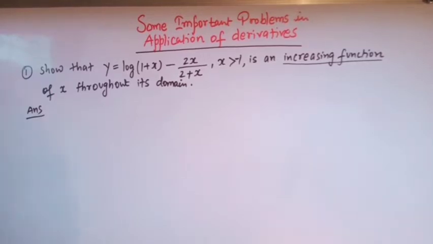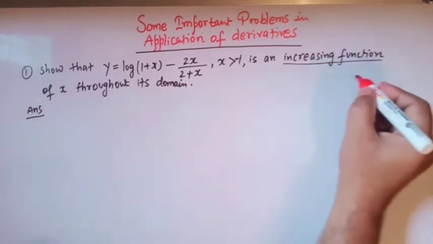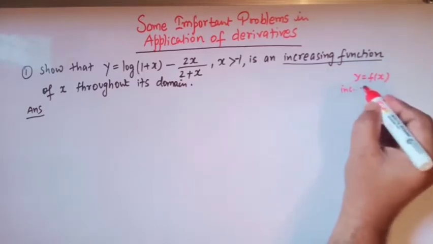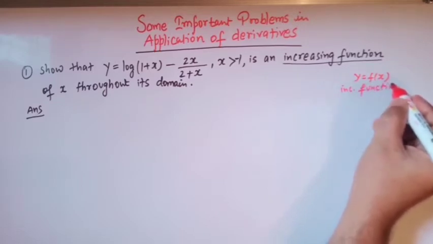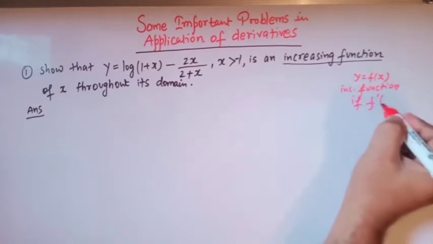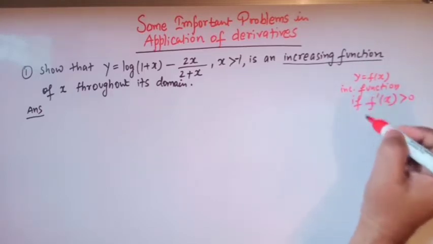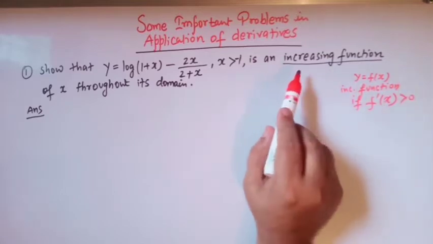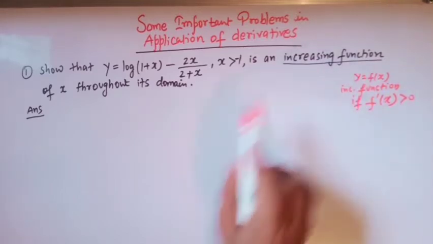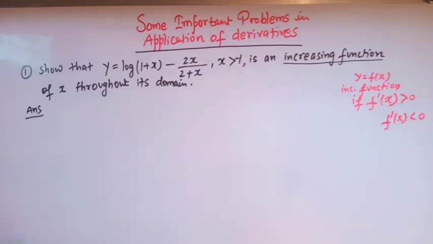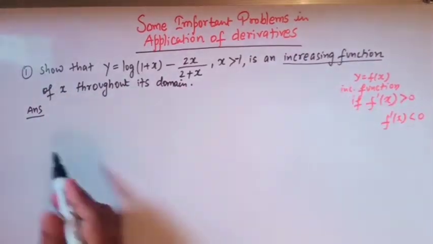Now for a function y is equal to f(x) to be an increasing function, the derivative of f must be greater than 0. So we have to write this condition for a function to be an increasing function. Clear? And for decreasing we have to write f dash x less than 0. Clear? So let us see that this function is an increasing function.